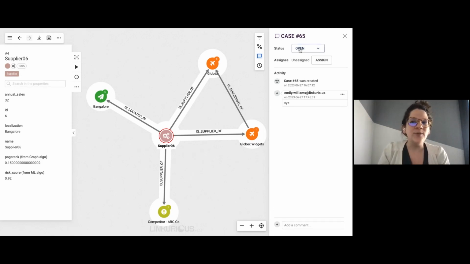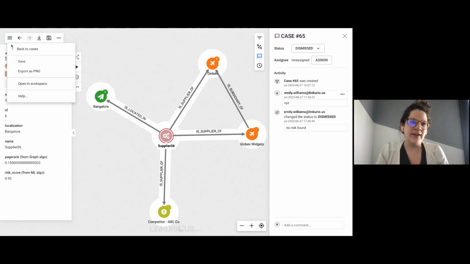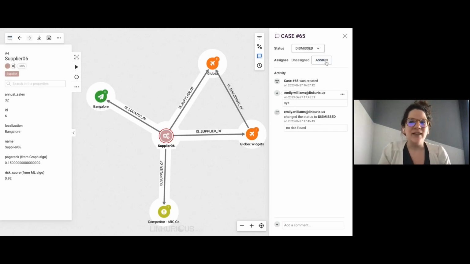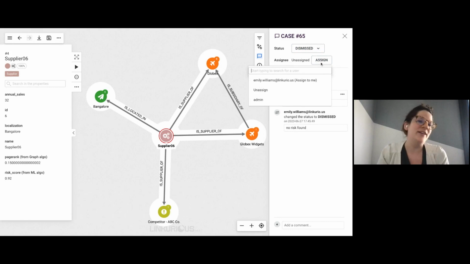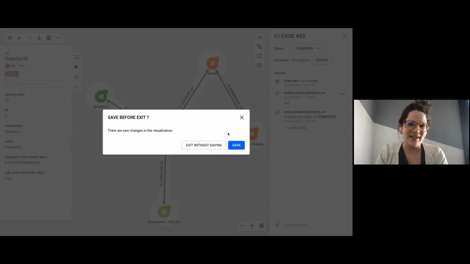With case management, it helps you keep track again of emerging threats. So let's say this was a supplier that I needed to investigate because they were risky, but at the end of my investigation, I can dismiss this and I can say no risk found. And then from here, I can go back to my cases. Let's say I did find some risk and it needed additional review. I can go here and assign it to another team member. But for now, let's say there's no risk found, we're all good on the supplier, and we can go back to our cases.